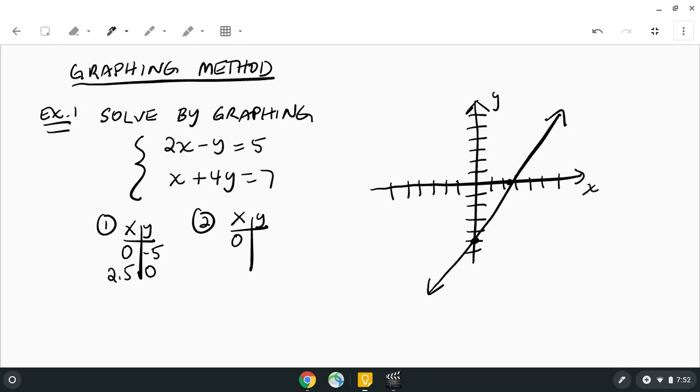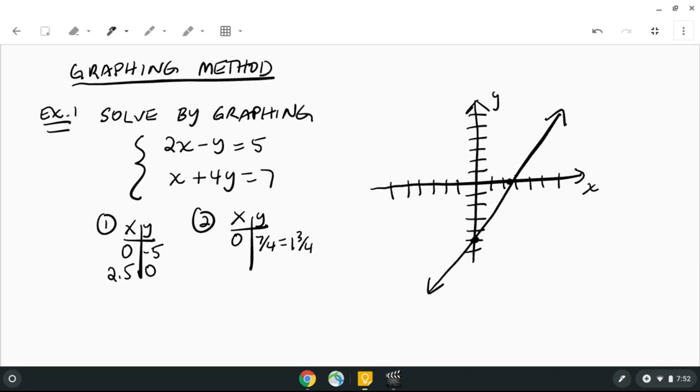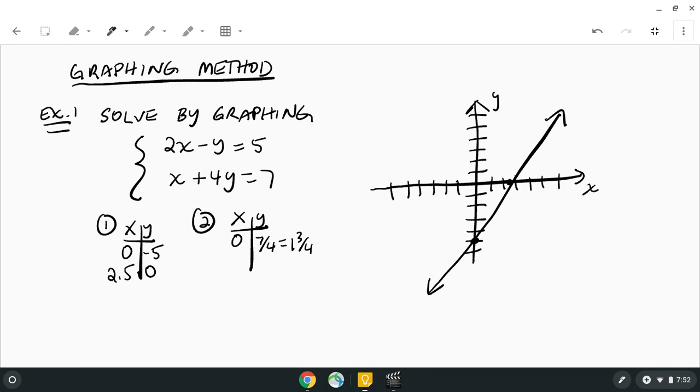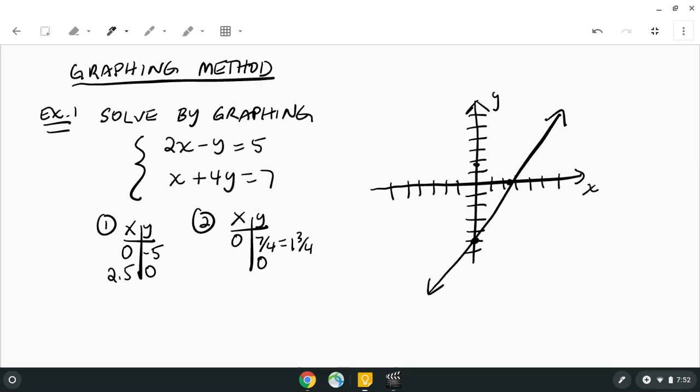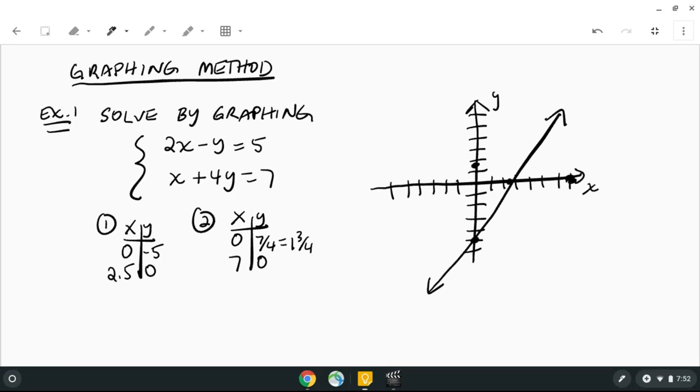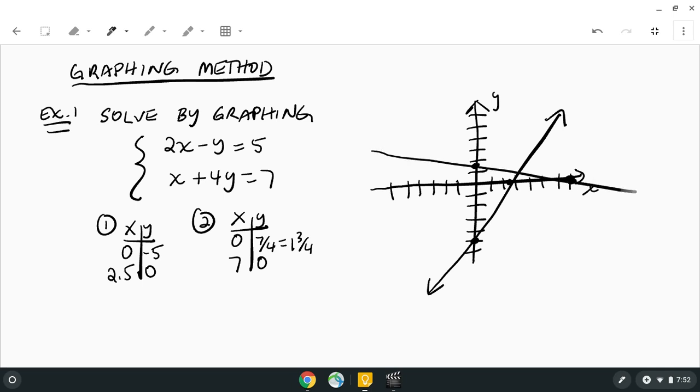So when x is 0, y is 7 over 4, which is the same thing as 1 3/4. All right, so 0, 1 3/4. Okay. When y is 0, x is 7. I think I might be short here. There we go. 1, 2, 3, 4, 5, 6, 7. Okay, so we have that point and this point, and let me draw my line.